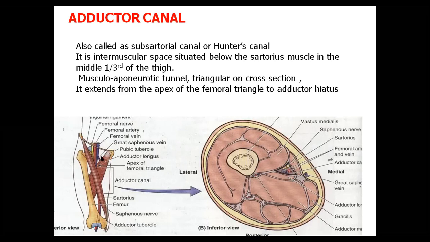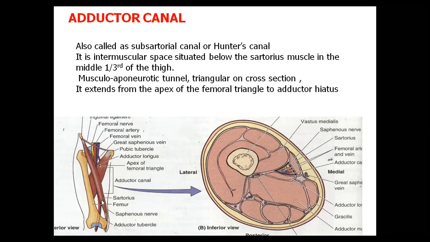That means the femoral artery and femoral vein go behind sartorius to reach behind the knee joint. Which muscle are they passing through? The adductor magnus, through the hiatus in the adductor magnus. Through that hiatus, the femoral vessels go behind. That is the purpose. Now see, this is the roof of the adductor canal.